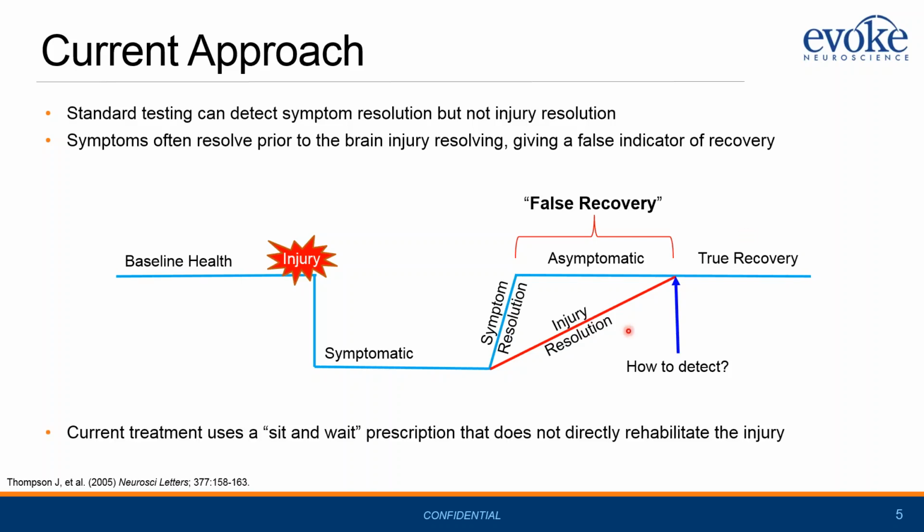Additionally, we kind of have a problem that injury resolution can take a really long time in many cases. And is there any way we could speed up this injury resolution curve so our asymptomatic but false recovery phase is shorter and we get to true recovery faster? So the current treatment just uses a sit and wait prescription. It doesn't directly rehabilitate the injury itself, but we can use approaches like neurofeedback to directly treat that functional injury. And we'll talk about neurofeedback as we get to the end of today's presentation.